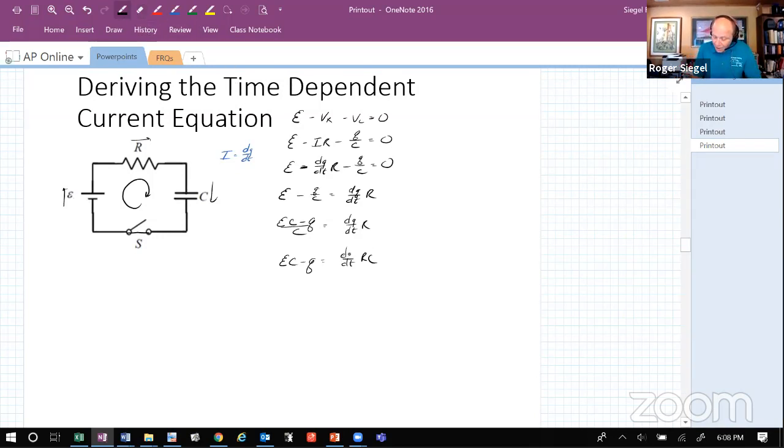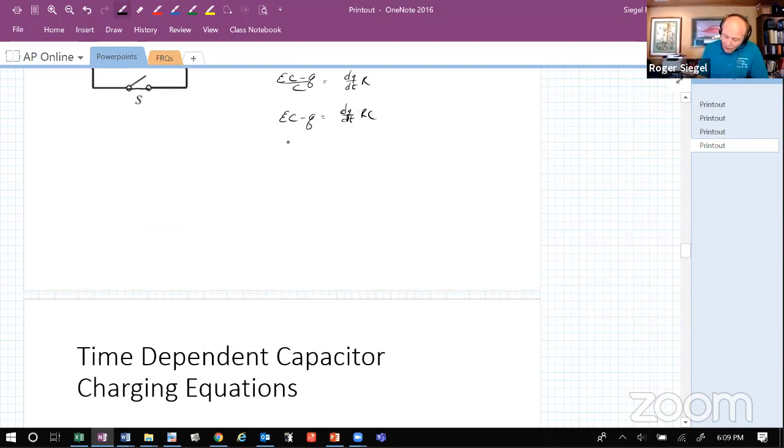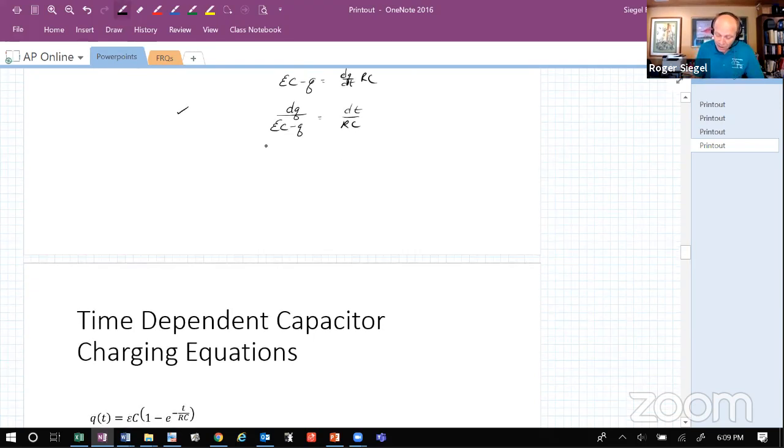All right. Now, I'm going to do some algebra in order to separate the variables. And so I'll end up with dQ over EC minus Q, and on this side, I'll end up with dt all over RC. And you can go back and check my algebra if you want. Now, the next step in solving a differential equation is to integrate both sides. So we'll do that. We're going to say the integral of dQ over EC minus Q is equal to the integral of dt over RC.